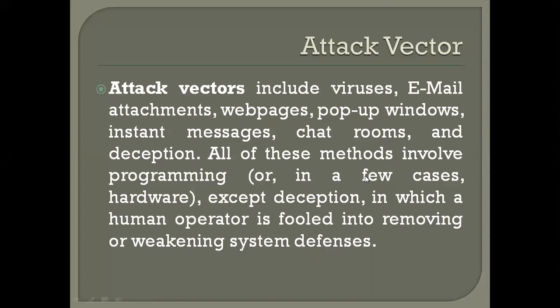So attack vectors include viruses, email attachments, web pages, pop-up windows, instant messages, chat rooms, and discussions. All these methods involve a program. Email means a program was written: the email we type here, the information is sent to another person. So how is the program done? For example, email, where we use a web browser. Does the web browser contain some program or not? Yes, it is a program. In a few cases, hardware also.